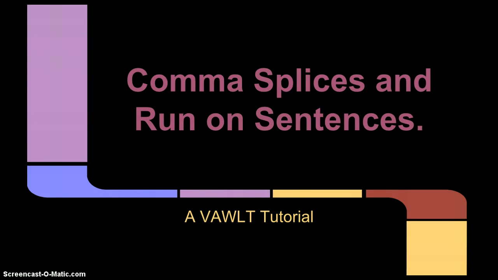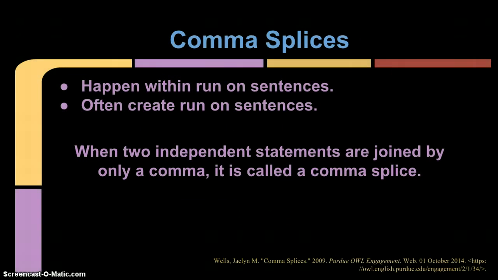Today we will be focusing on comma splices and run-on sentences. Let's start with comma splices. When two independent statements are joined only by a comma, it is called a comma splice. Comma splices happen with run-on sentences and often are what creates a run-on sentence.